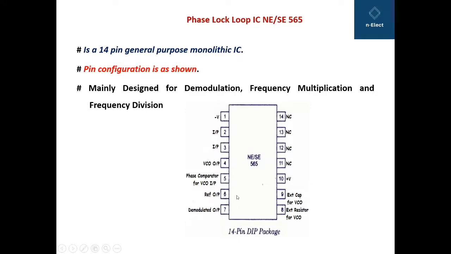Pin number 6 is reference output. Pin number 7 is demodulated output. Pin number 8 is where the external resistor for VCO is connected, and pin number 9 is where the external capacitor for VCO is connected, as we have seen just now. Pin numbers 11 to 14 have no connections, and therefore it's a 14 pin IC. You can see it is mainly designed for demodulation, frequency multiplication, and frequency division.